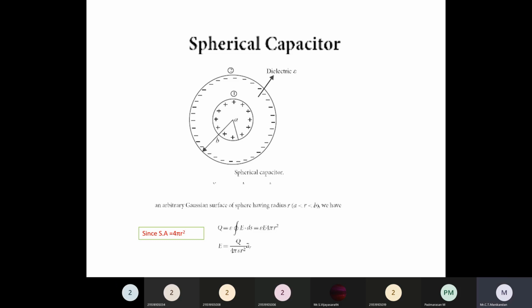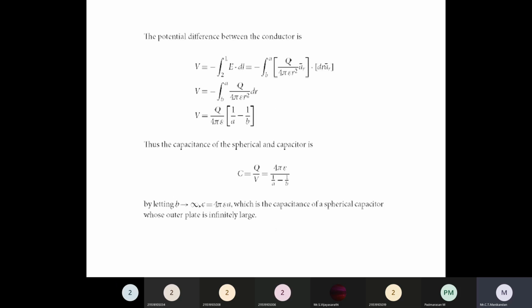Once again, we derive the electric field using Gauss law, then find the potential, and finally the capacitance. So here C equals 4 pi epsilon divided by (1 by A minus 1 by B).